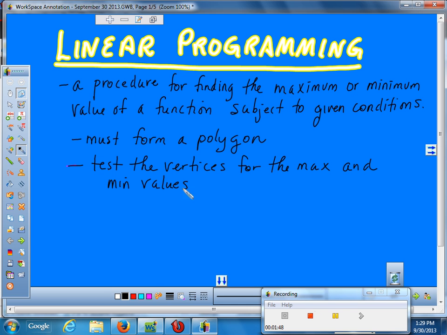In our case, there's only 3 because it's a triangle. If it's a four-sided figure, you're going to have 4 vertices, etc. Is that a question? Located at the vertex? Yeah. Okay.